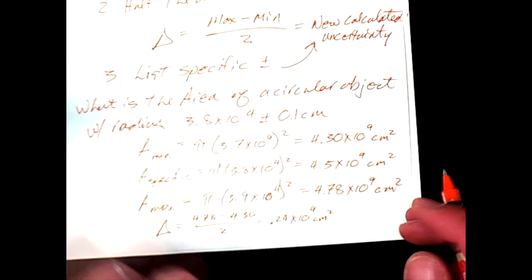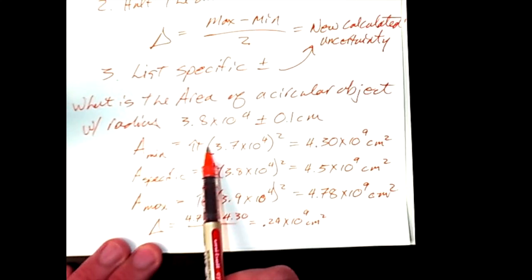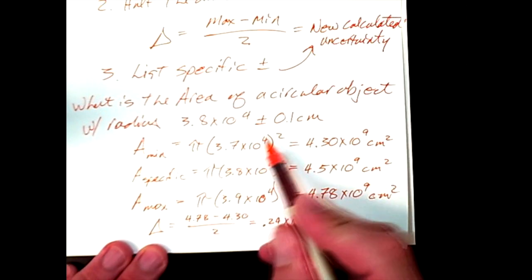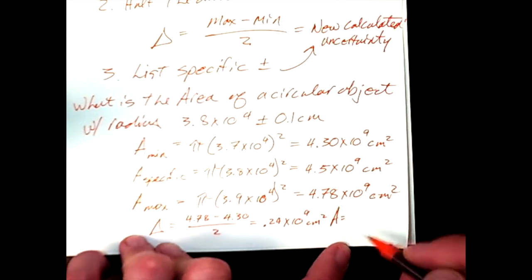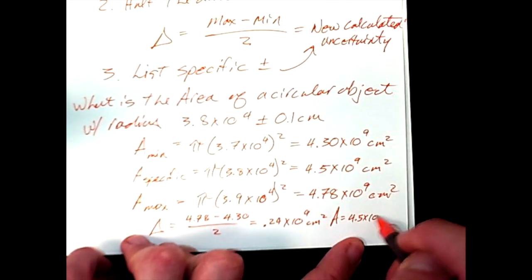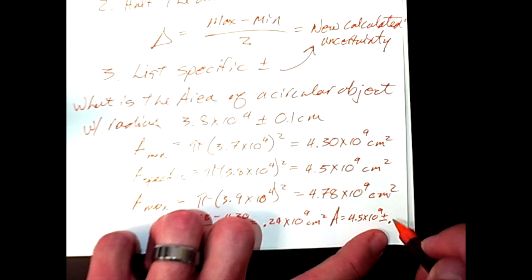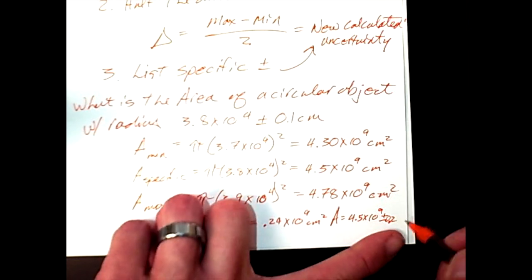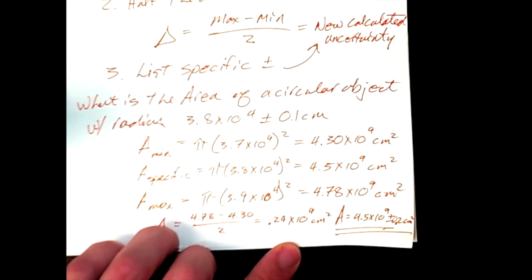So my final measurement for the area of a circular object with a radius of 3.8 times 10 to the fourth plus or minus 0.1 centimeters would be an area of the specific value, 4.5 times 10 to the ninth plus or minus 0.2 centimeters squared. Sorry for running out of room there.